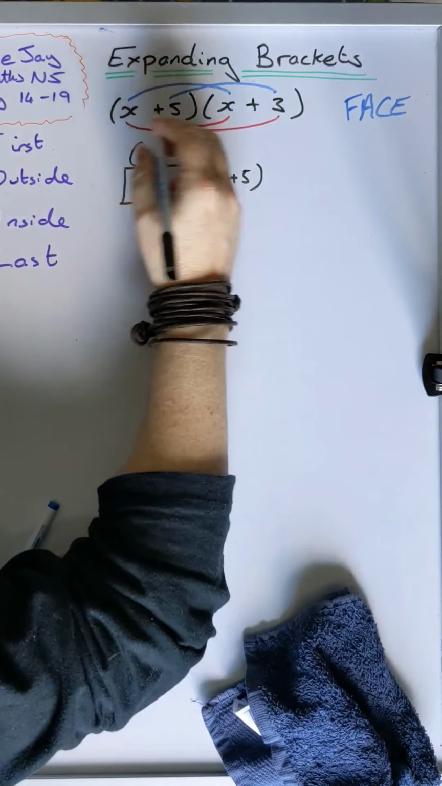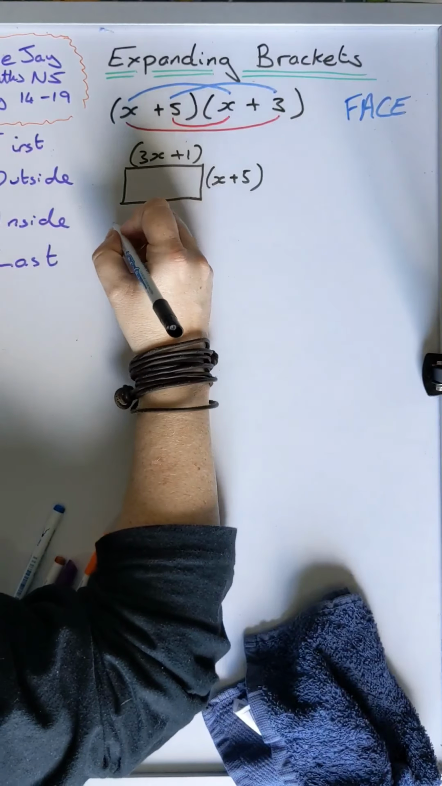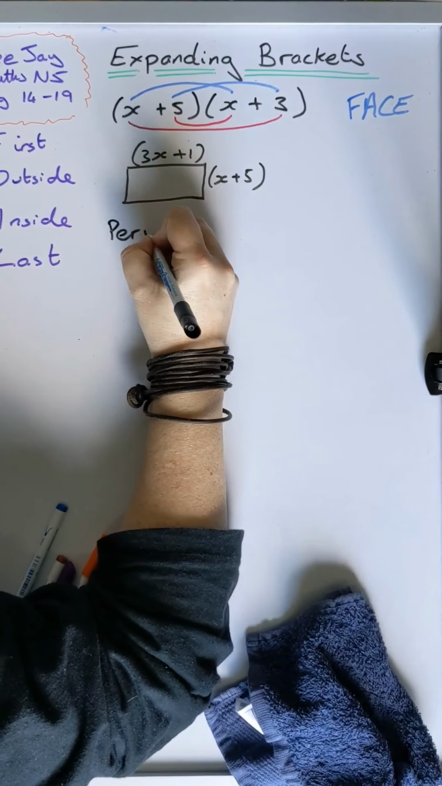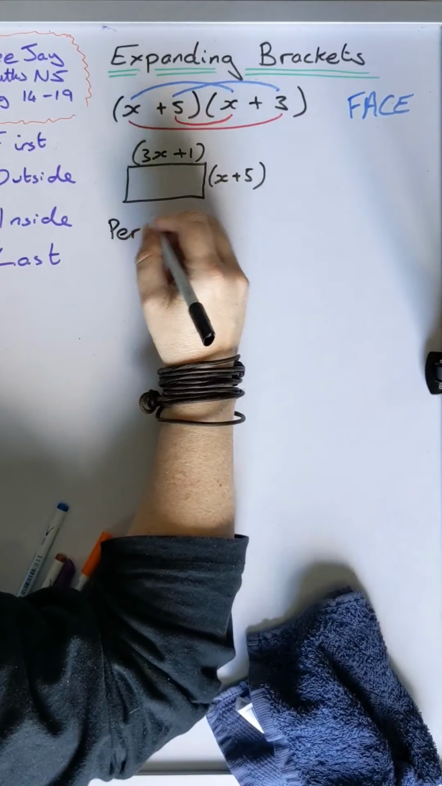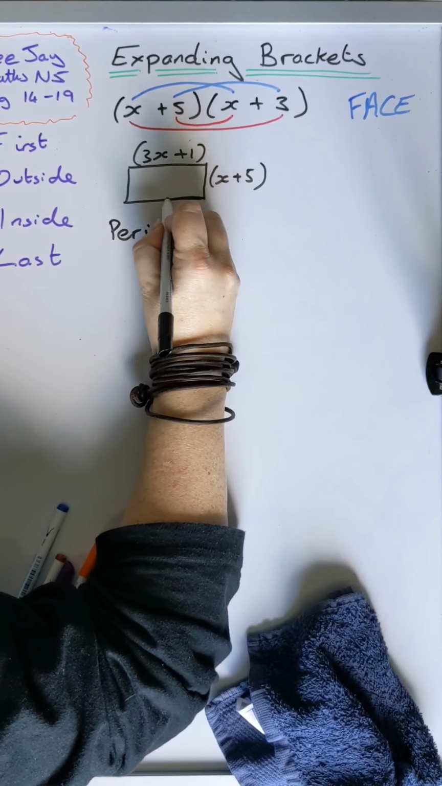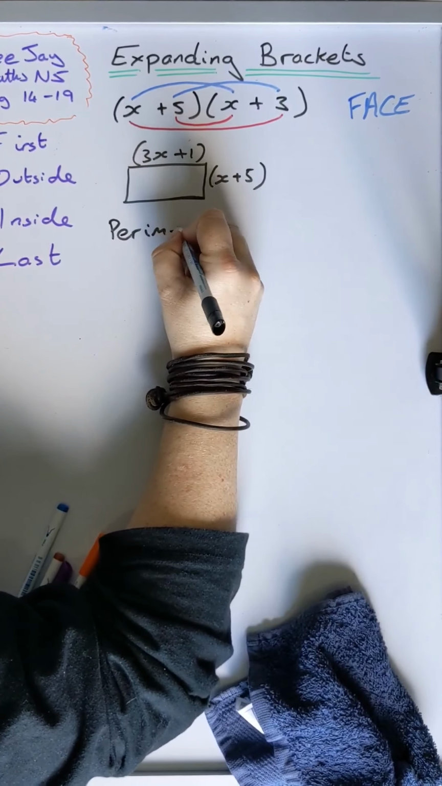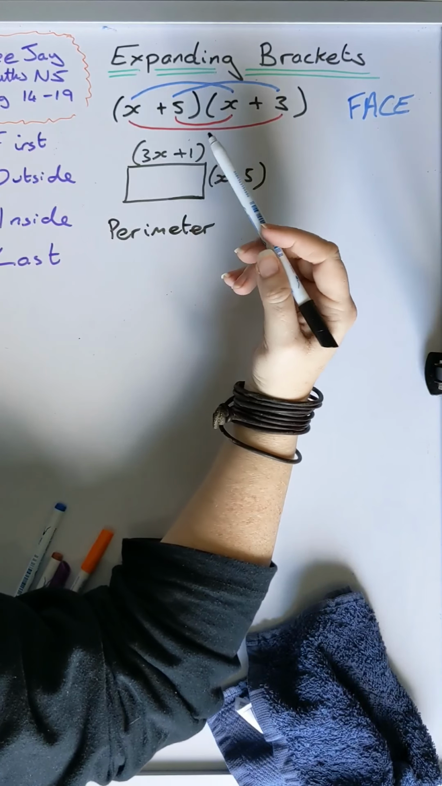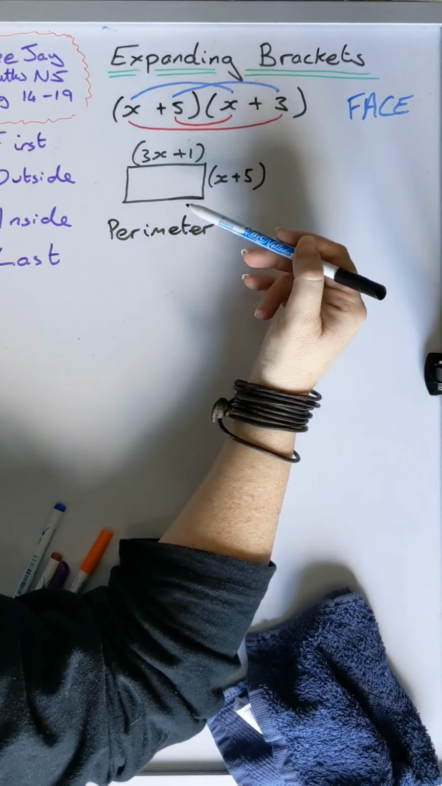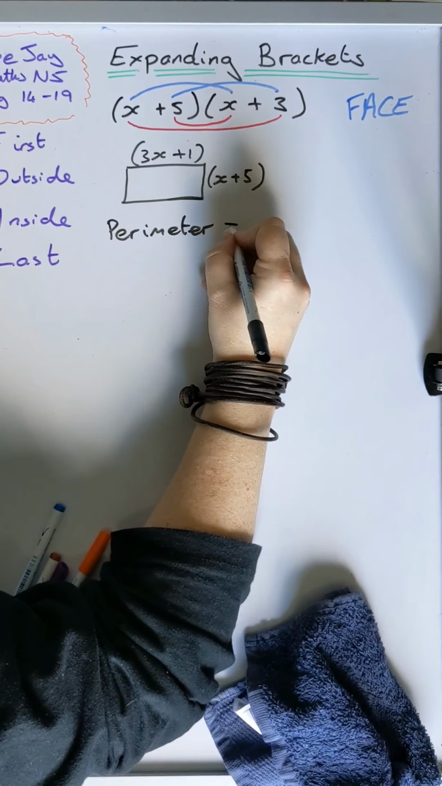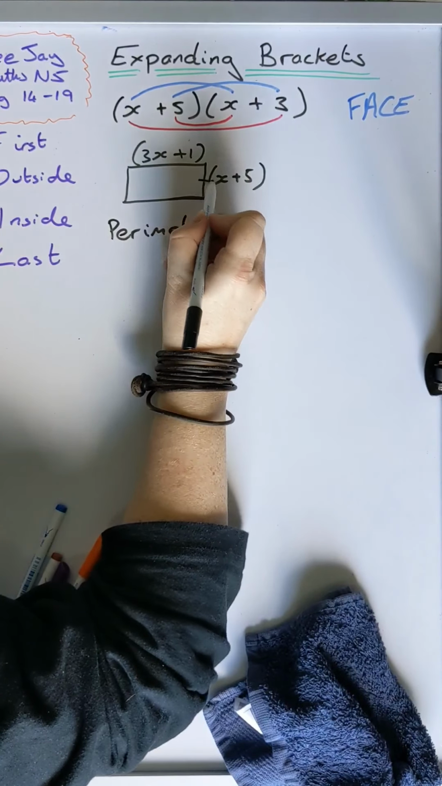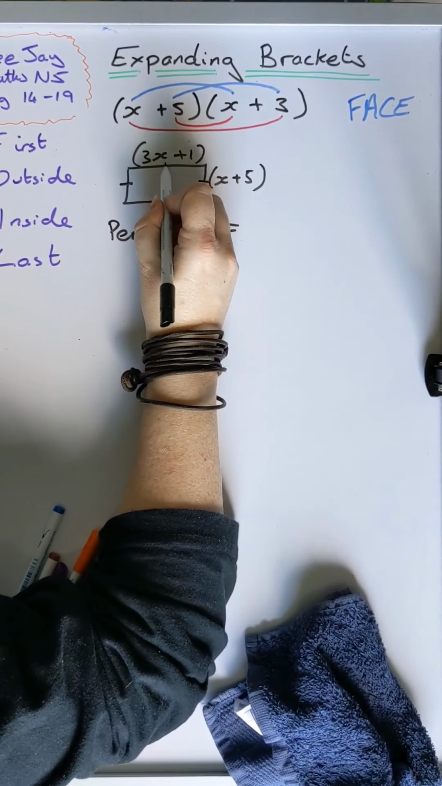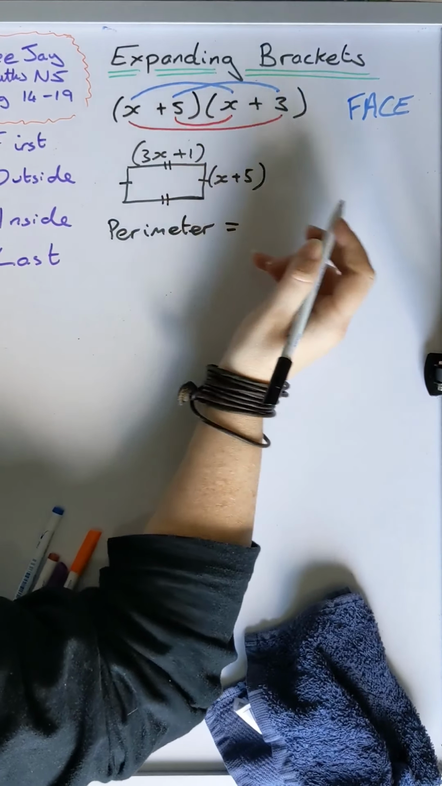The perimeter, the outside edge of a shape, of a rectangle, trust me, this is supposed to be a rectangle, perimeter can be found by adding up all the sides. So because it's a rectangle, that side's the same as that side, that side's the same as that side.